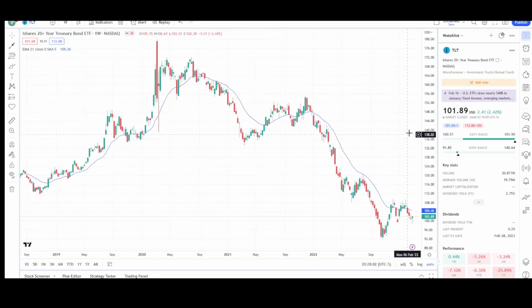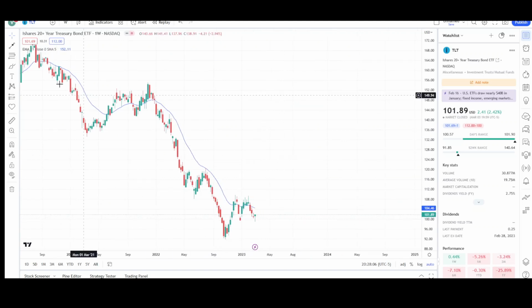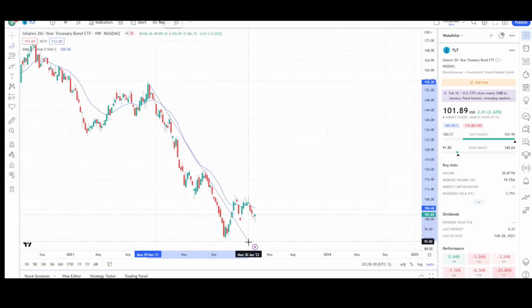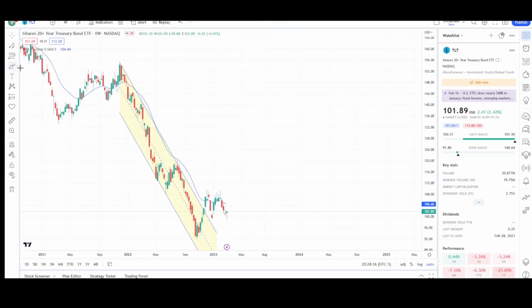Here's the weekly chart. In the grand scheme of things, even if we do see a big move up, it's not the end of the world for the bears. We can still continue lower. So we have this massive downtrend right here. Let's go and make it yellow. And we had a breakout. We had two attempts lower. This is the first attempt, a pullback, and then the second attempt that looks like it's failing. So we could see another leg higher.